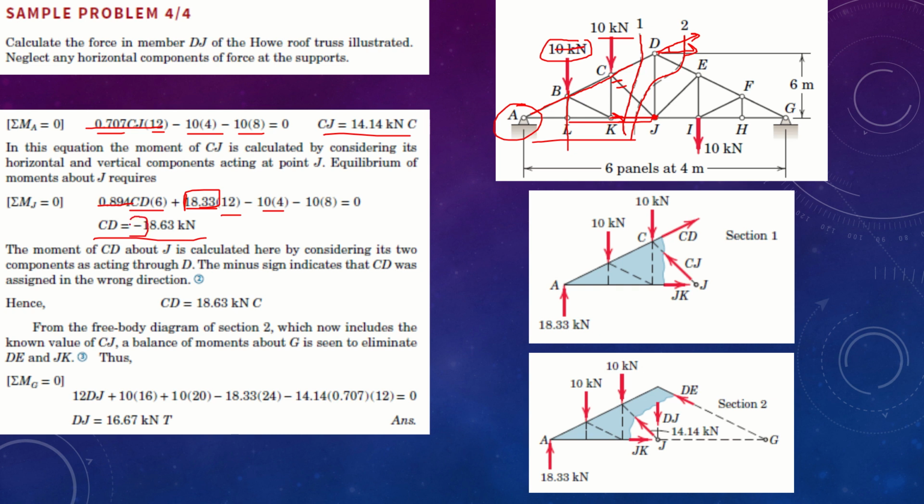Now, as you can see, the value is negative. This means our assumption of it being in tension has been negated, and we have to change the direction, and it fixes our assumption.